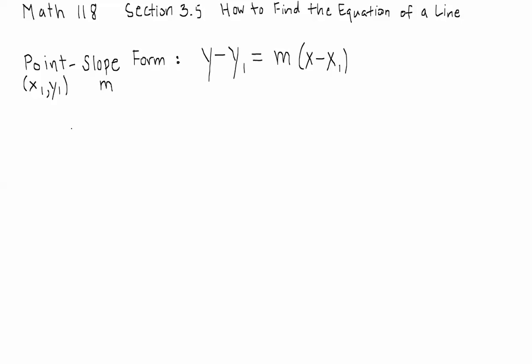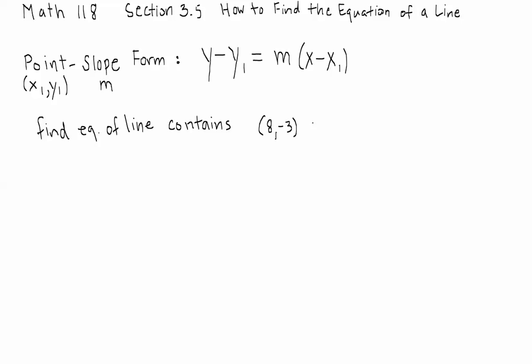The example I'm going to do is actually from the book, but I'm going to modify it a little bit, where they want you to find the equation of the line. They're giving you the point. When they say it contains (8, -3), then they're telling you that's the point on the line.